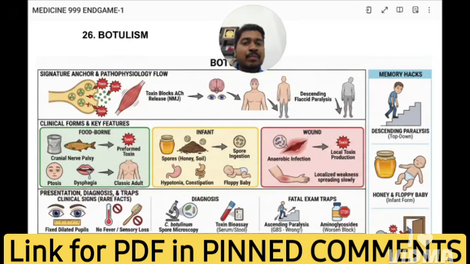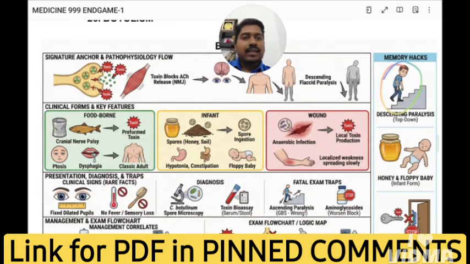Very important. Remember, there are many important causes of ascending paralysis, but there are very few causes of descending paralysis. Descending paralysis means it will involve the cranial nerves first, then the upper limbs, then the lower limbs. This is in contrast to GBS and polio, where we'll have ascending paralysis. From the feet it will start, then it will go above. Here it is first the cranial nerves, the eyes will be involved, ophthalmoplegia, then the upper limbs, and lastly the lower limbs. So it is descending paralysis, top down.